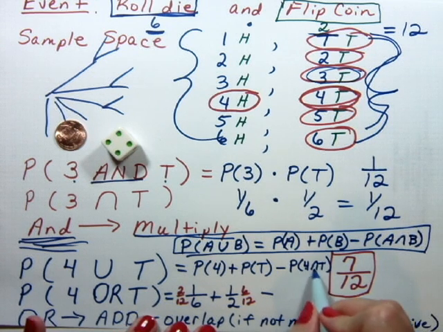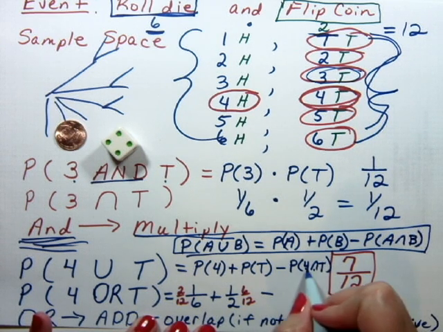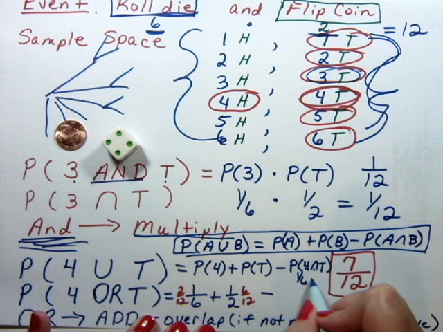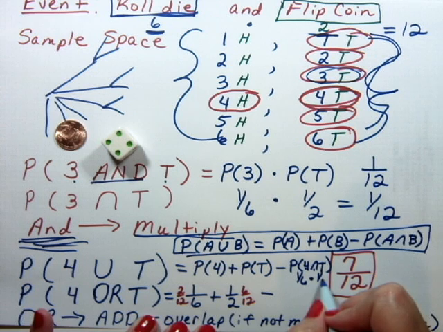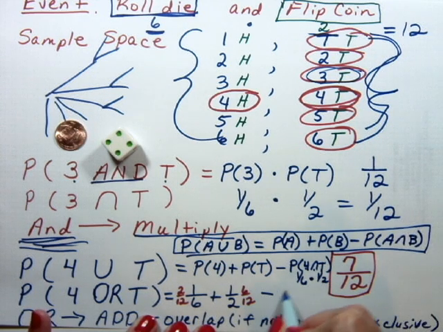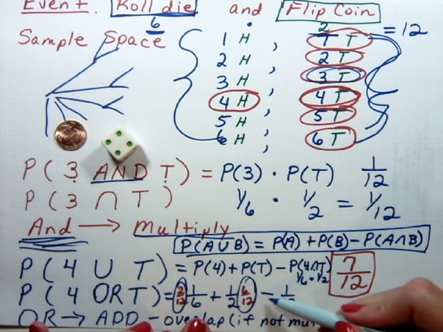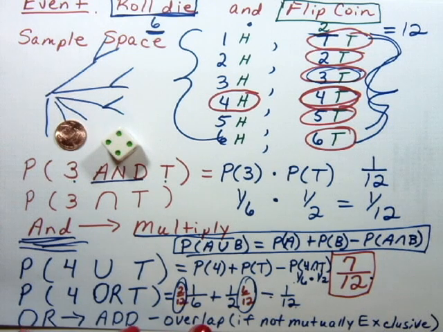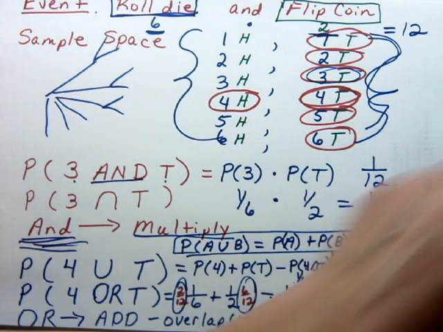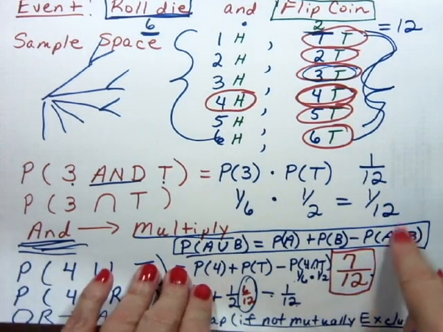The probability of getting 4 and tails: probability of 4 is 1/6 times, because that's and, probability of tails is 1/2. 1/6 times 1/2 is 1/12. And would you look at that? 2/12 plus 6/12 is 8/12 minus 1/12 gives me my 7/12 probability. So don't forget, if you do not have mutually exclusive events, you've got to subtract the overlap. And hopefully you've done problems like this already, so you know what I mean.